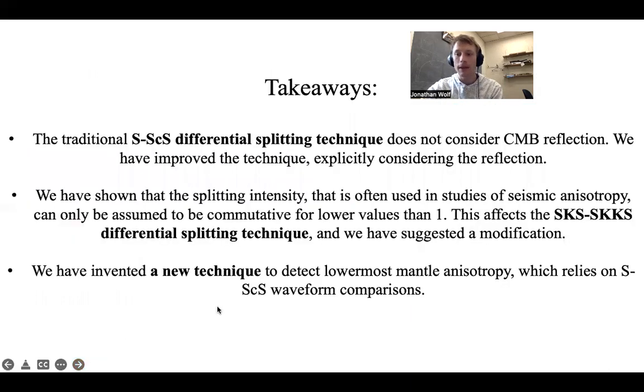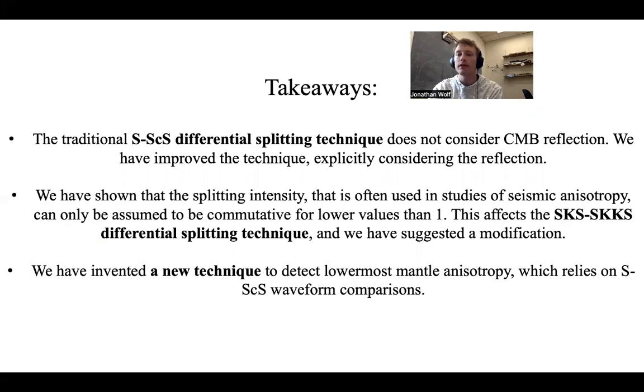The takeaways of this paper are rather technical and mainly aimed at the shear wave splitting community. For example, we have demonstrated that the traditional SKS-SKKS differential splitting technique does not consider the influence of the core mantle boundary reflection of ScS. We have improved the technique now considering this reflection, and we have shown that this improved technique can accurately retrieve lowermost mantle associated splitting parameters.